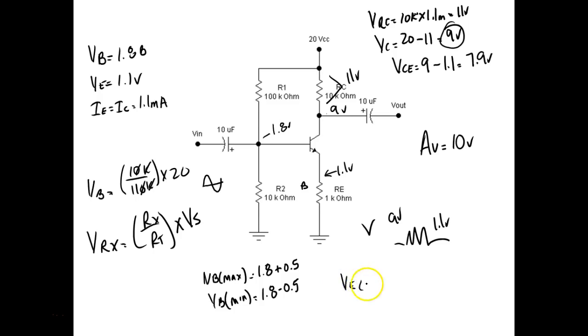VE max is going to be 1.1 plus 0.5. This is the one that's important. And VE minimum is going to be equal to 1.1 minus 0.5. So this should go up to 1.6 volts, and it should go down to what? What's that? 0.6? Or 600 millivolts.